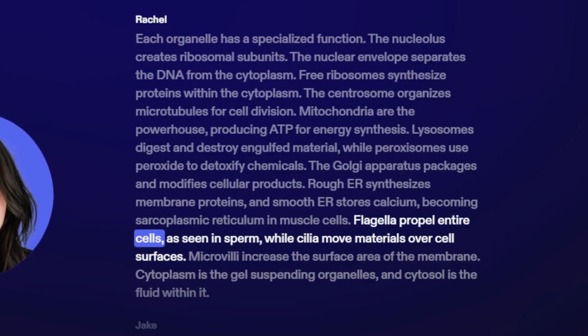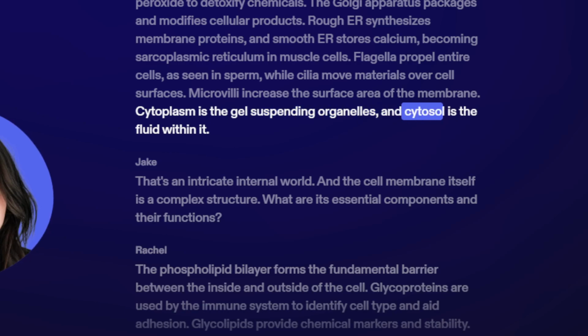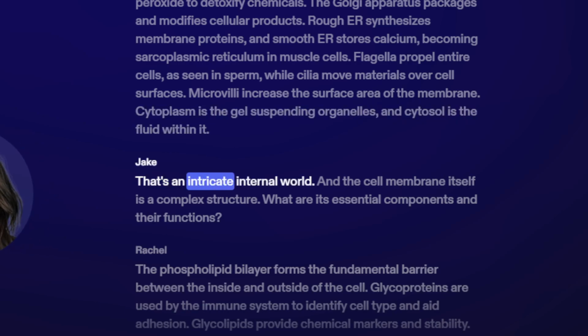Flagella propel entire cells, as seen in sperm, while cilia move materials over cell surfaces. Microvilli increase the surface area of the membrane. Cytoplasm is the gel suspending organelles, and cytosol is the fluid within it. That's an intricate internal world, and the cell membrane itself is a complex structure. What are its essential components and their functions?